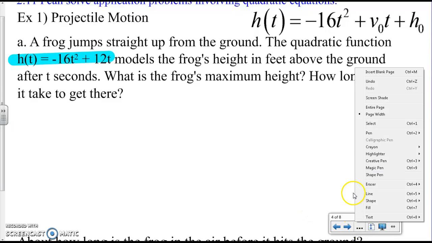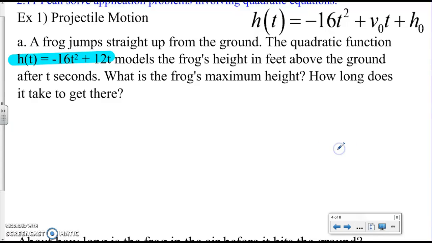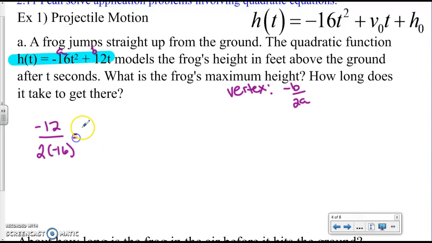If you think back to the first part of this unit, the part you already took a test on, maximum height has to do with the vertex. To find the vertex, we did the opposite of b over 2a and then plugged it in. So we're going to do the opposite of b, so the opposite of 12 is negative 12, over 2 times a, and a is negative 16. Typing that in our calculator, our answer is 0.375. So that is the x value for our vertex.